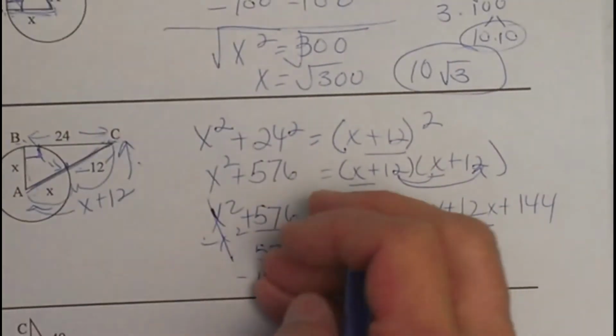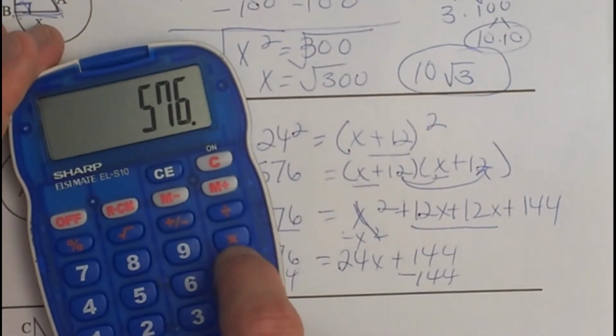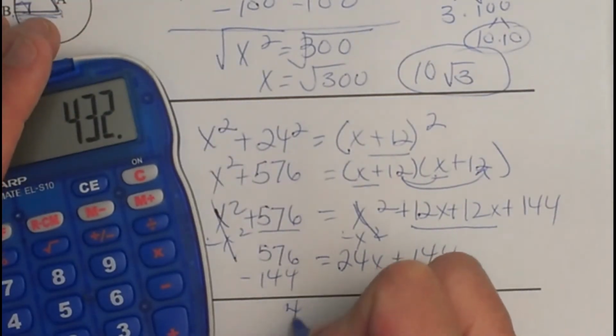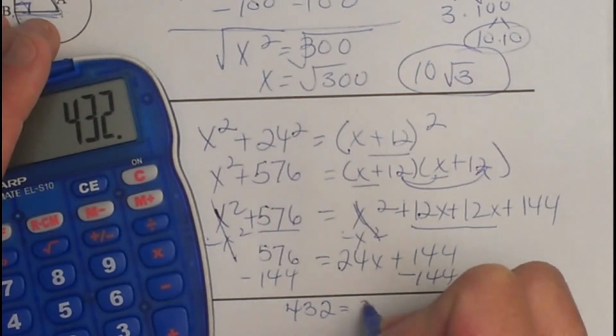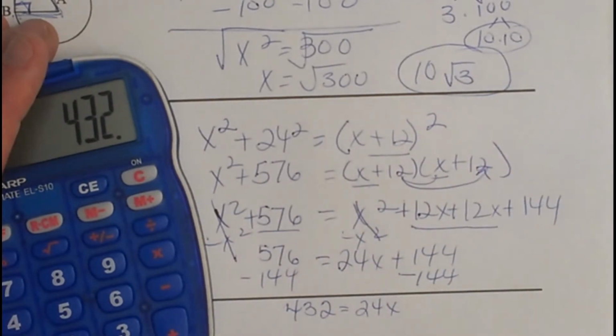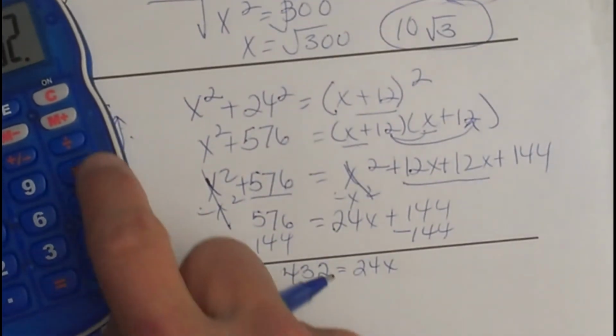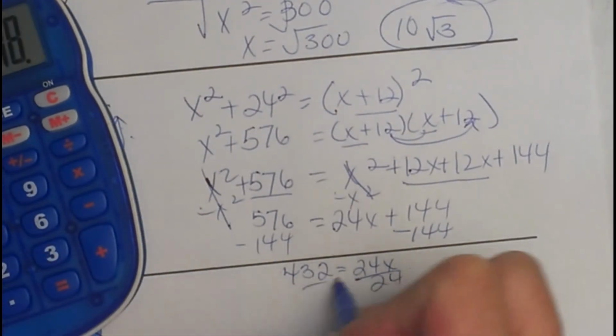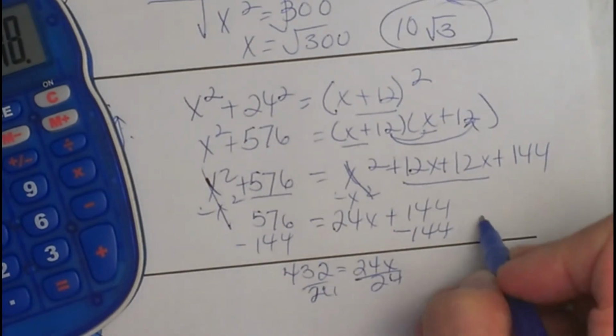So let's do that. 576 minus 144 leaves me with 432 is equal to 24x. Divide both sides by 24. And you get x is 18.